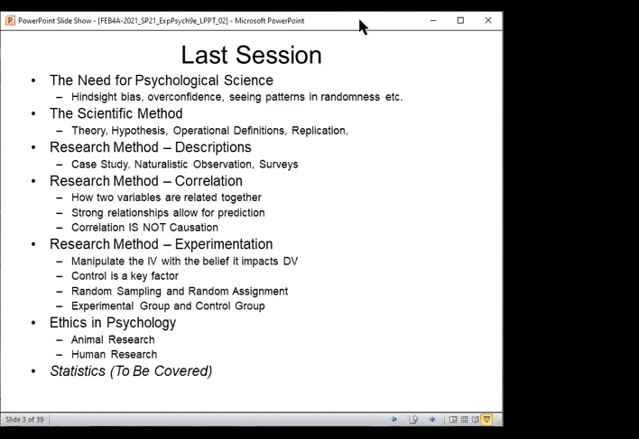So that gave us a really good overview of research methodologies, the key ones that we employ. Then we talked briefly about ethics in psychology. We didn't go into ethics about clinical and counseling psychologists. We talked primarily about ethics in psychology when it comes to research.